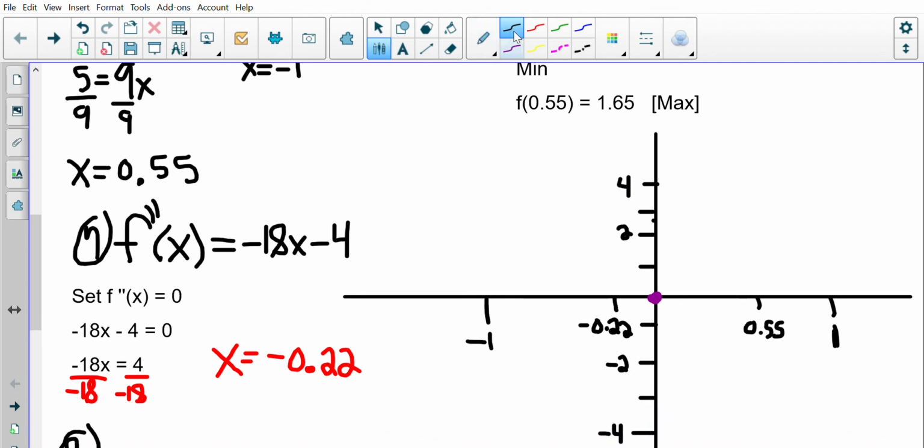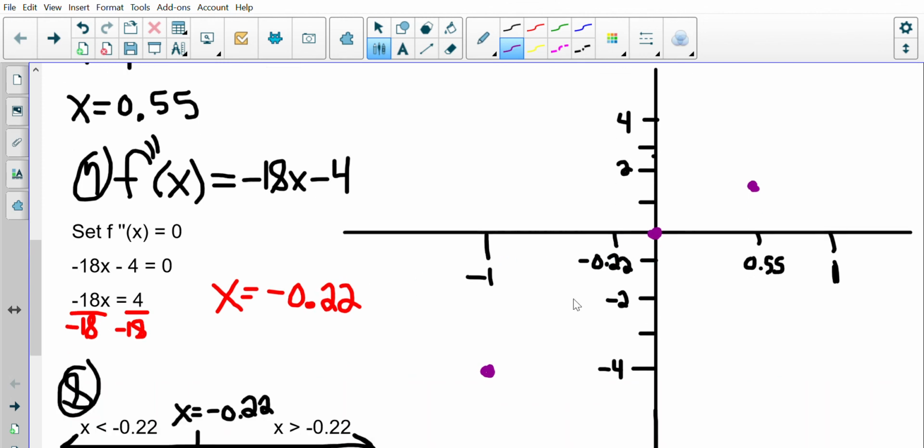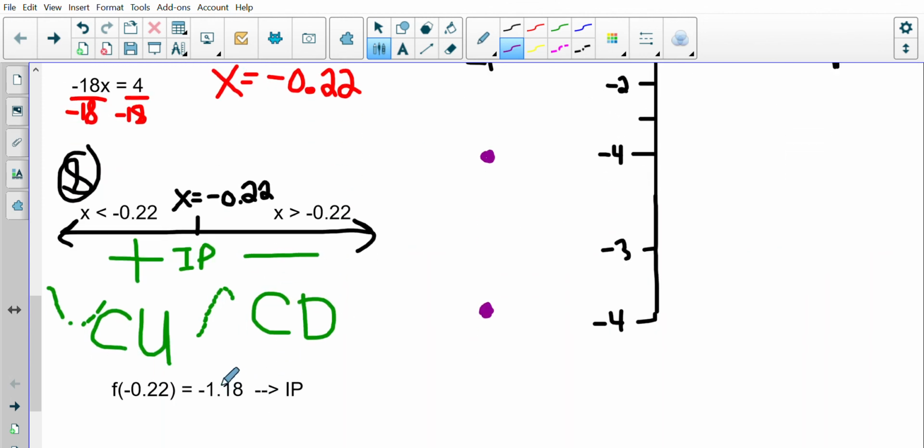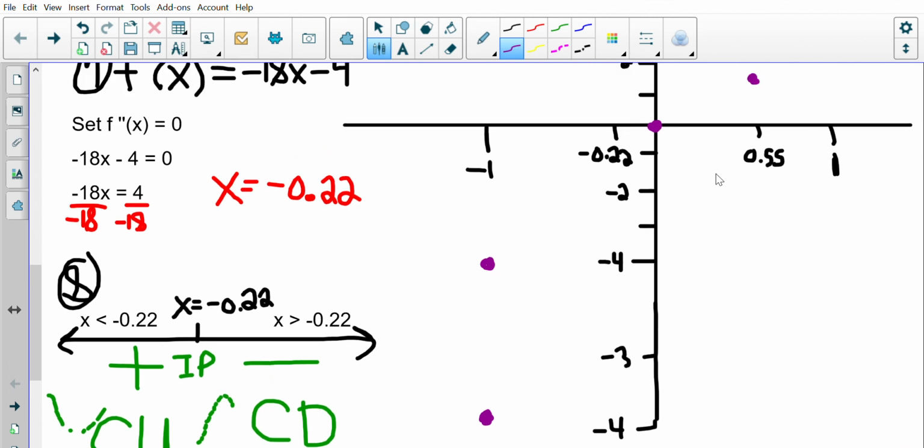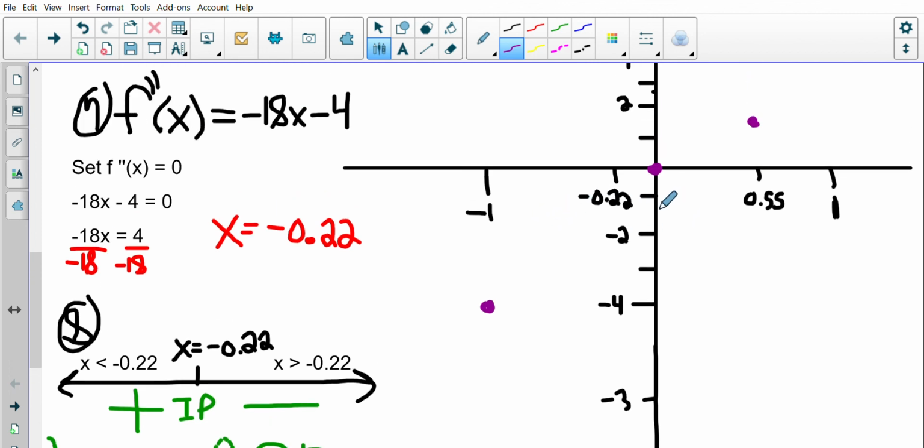All right. So again, I'm going to plot my min, which is at -1, -4, right there. My max is 0.55, 1.65, so roughly in here. That's my max. All right, I got my min. Oh, my inflection point, which is at x equals -0.22. It goes down to -1.18. So right in here is my IP, inflection point.